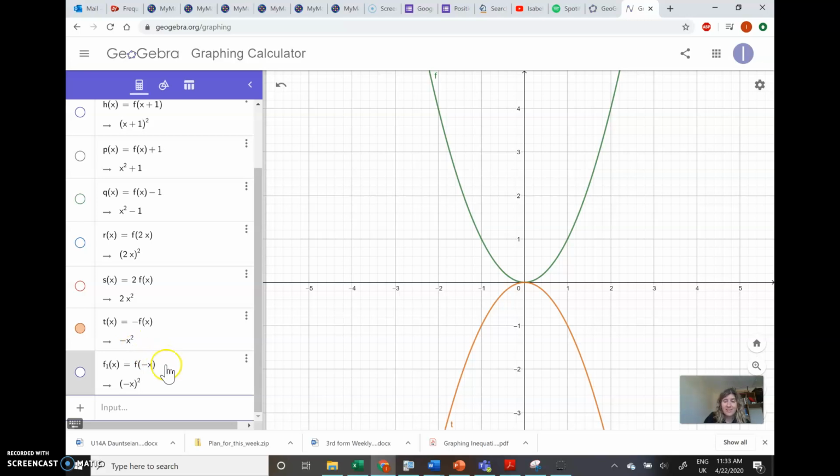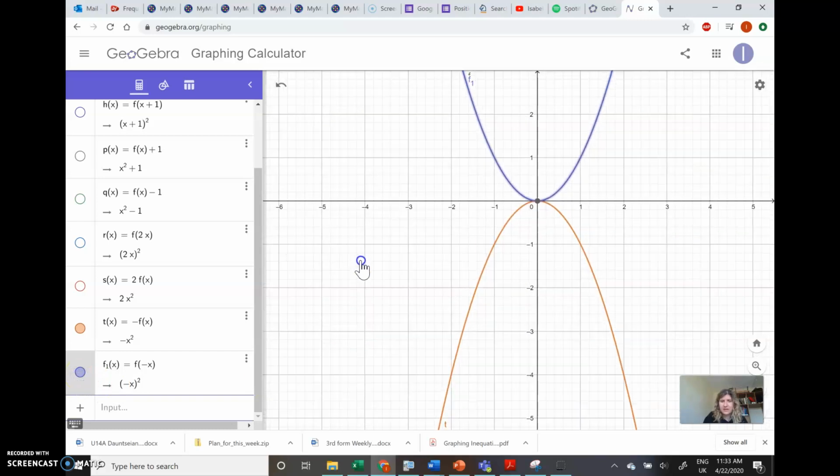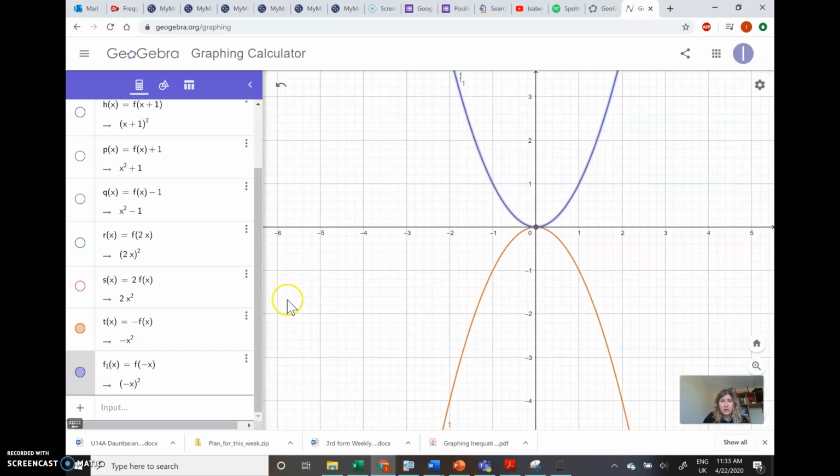A really interesting one, which I like, is this one, -x squared. Now, if you take -x, any negative number squared is just a positive. So this actually ends up being the exact same. But this is something that's quite unique for quadratics. So I'm going to show you a cubic, and then show you how it's different.